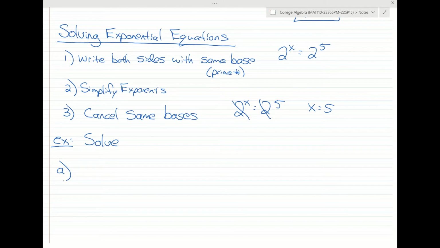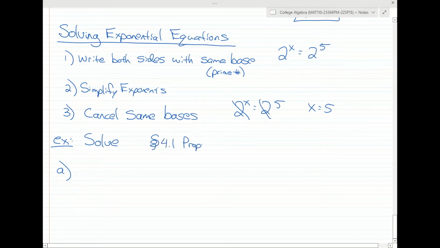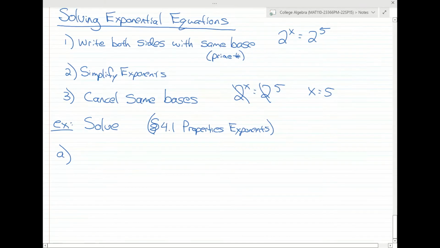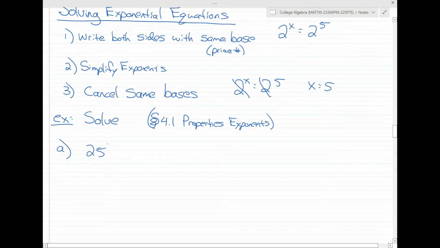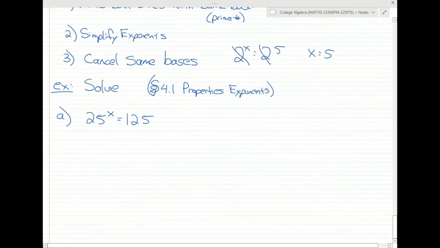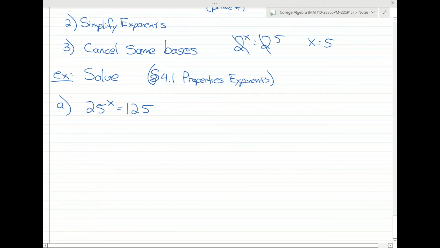We really talked about properties of exponents in section 4.1. If you're a little rusty on this, section 4.1 had our properties of exponents. I assume that you remember that. Let's take a look at a problem where 25 to the x power is equal to 125. We want to try to write 25 and 125 as the same number raised to a power. So what number can we raise to get 25, and what number can we raise to get 125?